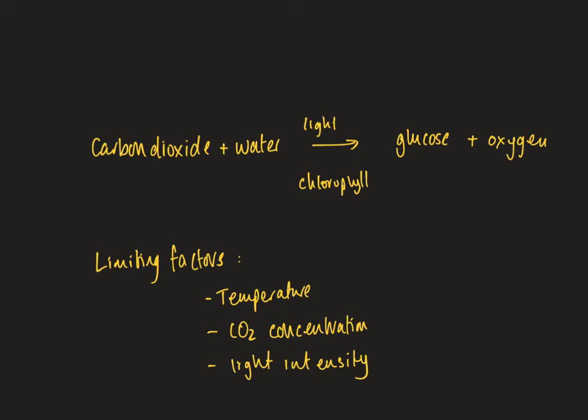Light, absolutely, that becomes a limiting factor. As you change the intensity of light, you will change the rate of photosynthesis. Chlorophyll, again, really not so much, because if you don't have chlorophyll, then you simply don't have photosynthesis. So I mean, it's quite a binary limiting factor there. And of course, because it's an enzyme controlled reaction, temperature has an effect.